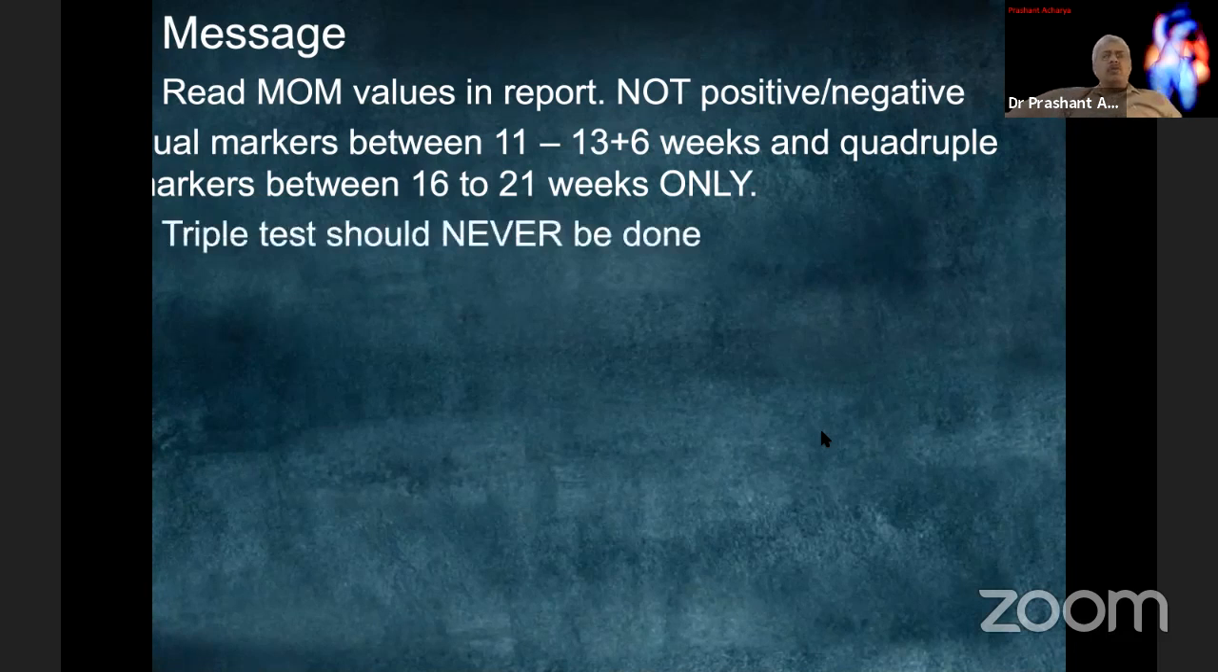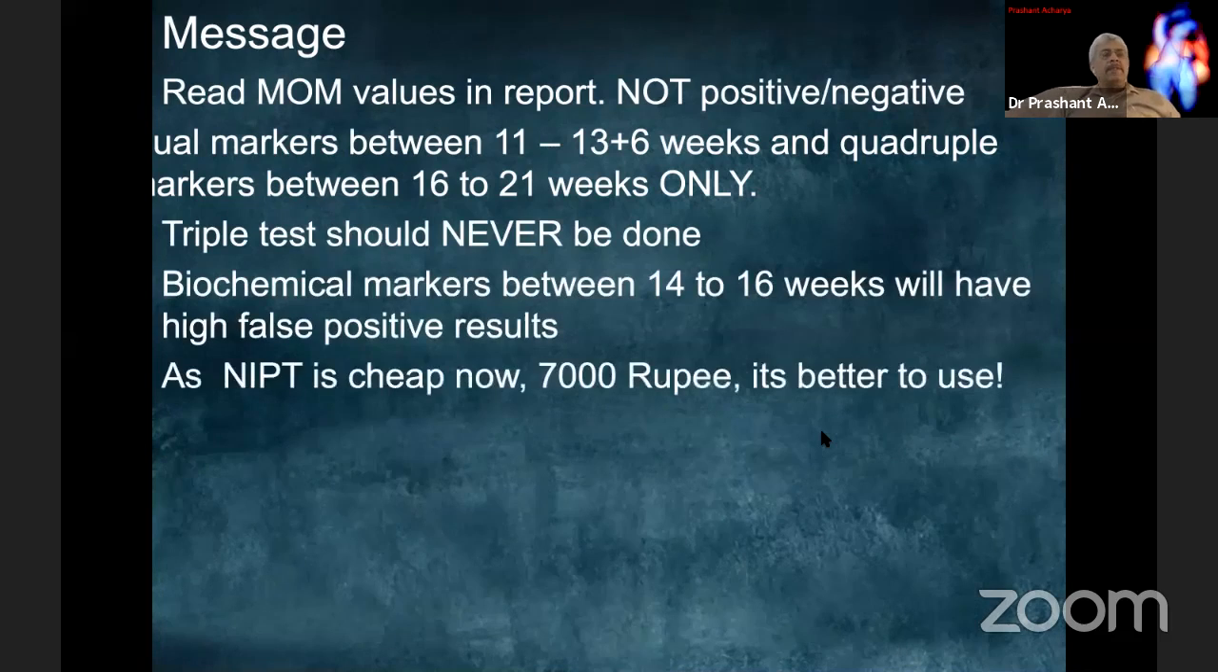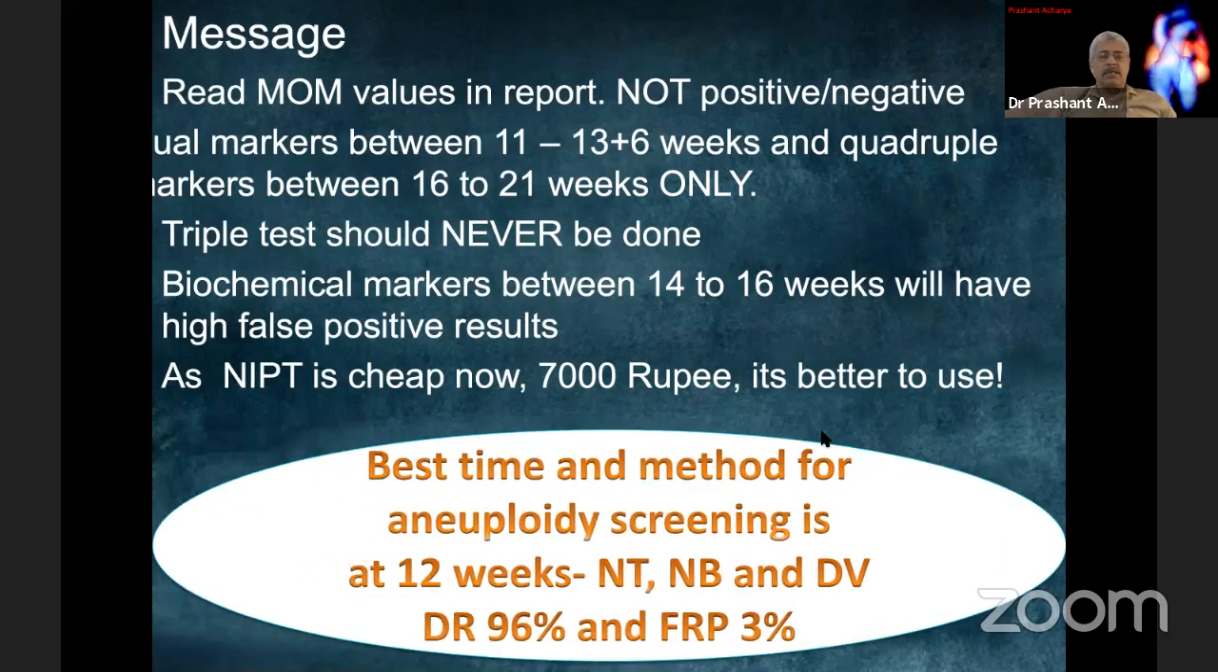Triple marker should never be done. Biochemical markers between 14 and 16 weeks will have high false positive results. NIPT is cheap, 7,000 rupees. It's always better to use in case of dilemma. That's the reason I would call biochemical markers a dying modality. This is going to die in the near future because NIPT is going to get cheaper, and it will take a toll on these biochemical markers. That's what I can predict.